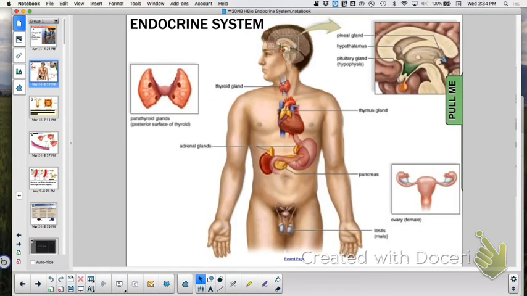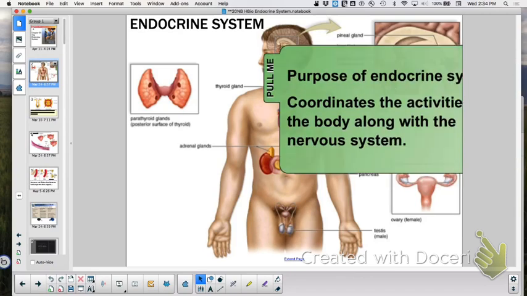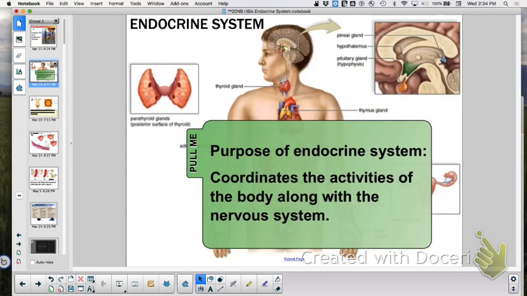Now, first thing we need to remember is to get a pointer, because I can't reach over there. Okay, purpose of the endocrine system is to coordinate the body. What other system helps coordinate the body? Nervous system. Good. So the nervous system and the endocrine system both do that.